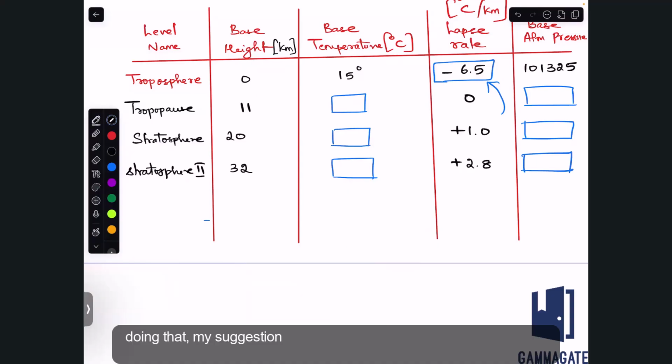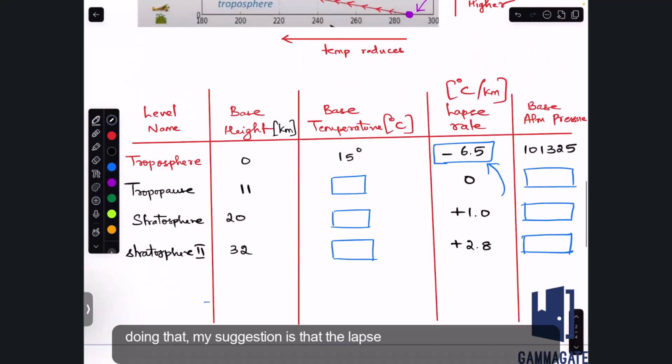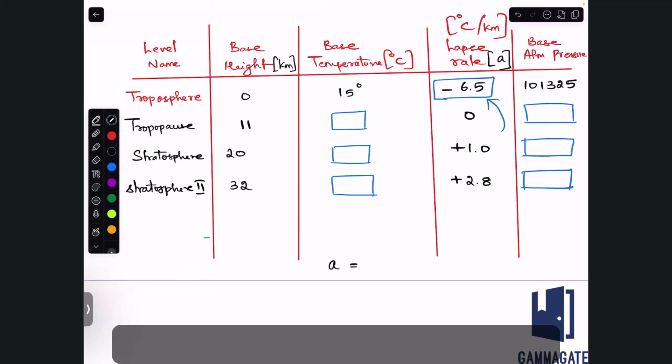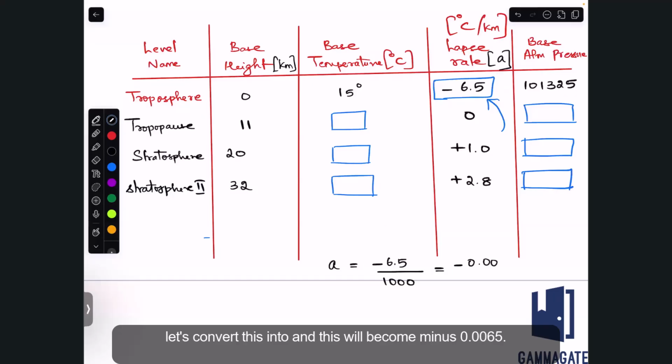However, instead of doing that, my suggestion is that the lapse rate is usually written as A. Take the value of A in terms of meters. So this is minus 6.5 degrees per kilometer. Let's convert this by dividing by 1000, and this becomes minus 0.0065 degrees per meter. So we will use this instead of minus 6.5.